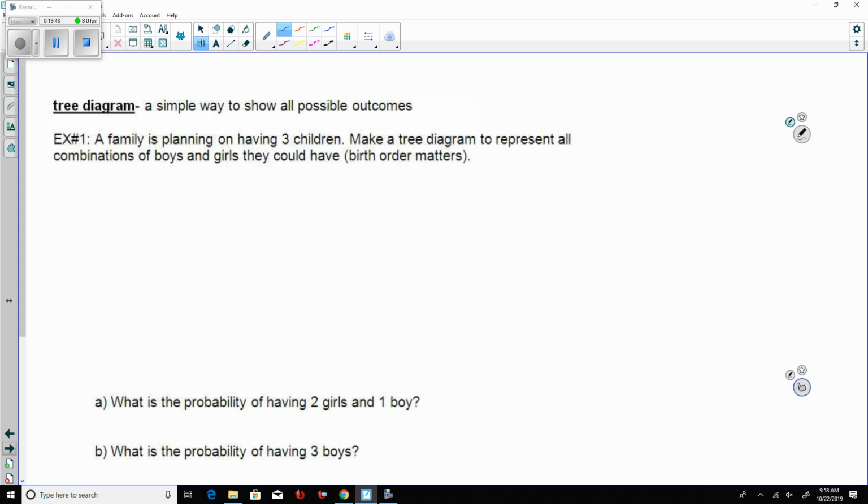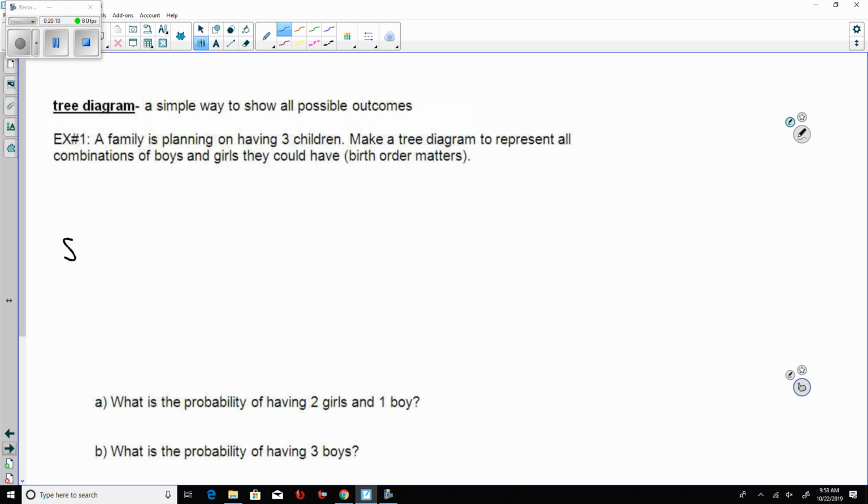Tree diagram. So when you list the sample space, or they want you to draw a tree diagram, there are different options. Now, this one here, be very careful. A family is planning on having 3 children. It's not just 2 times 3. You have to be very careful of that. So we want to make the tree diagram.